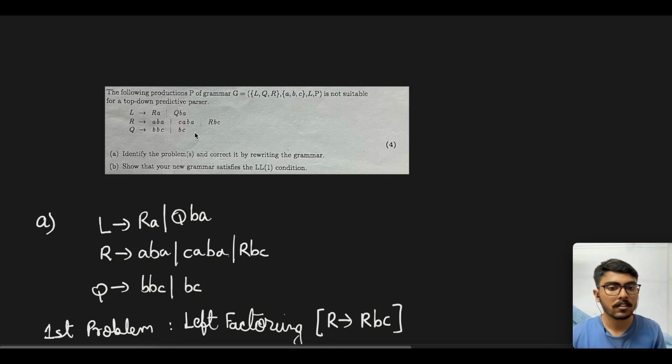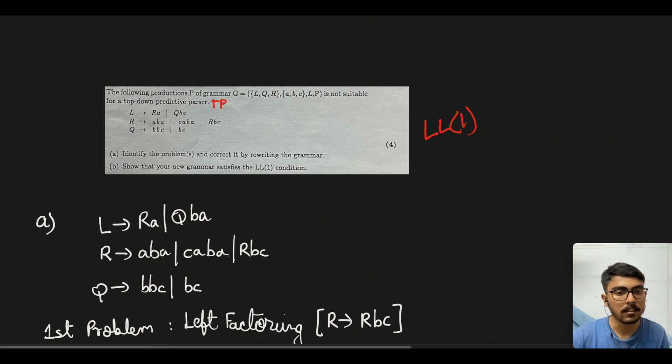Hello everyone. So today we are going to discuss another problem on LL1 parsers. This is a topic from basically compiler design, right? LL1 parser. You must have heard of it. The following productions of grammar G, L, Q, R, A, B, C, L and P is not suitable for a top-down predictive parser.